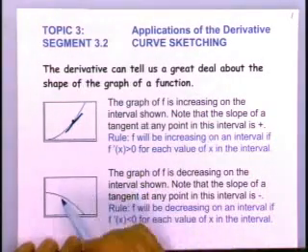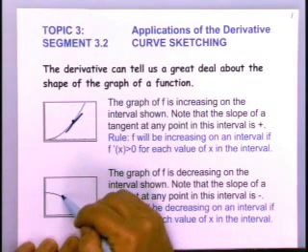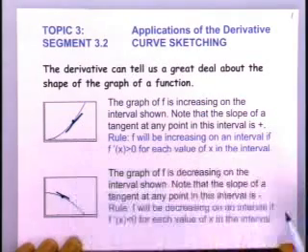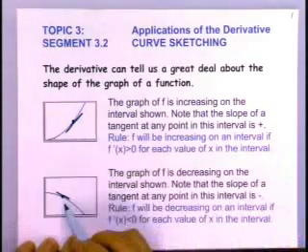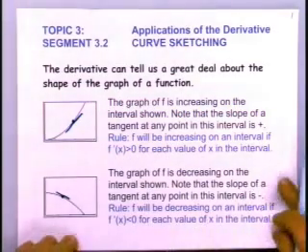The graph of this function is decreasing on the interval shown. If I select a point on this interval and draw a tangent, this tangent line has negative slope, so the derivative is negative. So we have the rule that a function will be decreasing on an interval if the derivative is negative for each value of x in the interval.